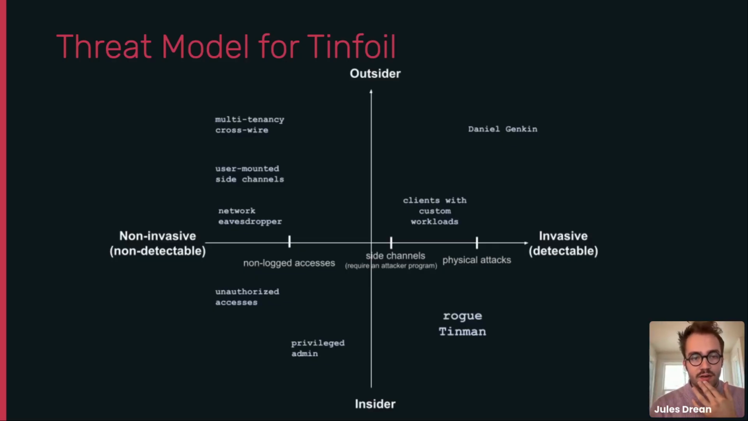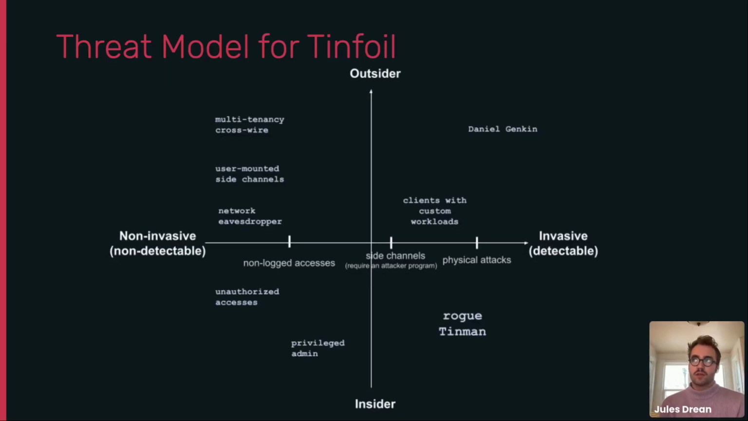You can think of different attacks that go from non-invasive and non-detectable, like issues with access control, for instance, to things that are a lot more invasive and potentially detectable, like physical attacks. And then there are different types of attackers. You can think of people who are internal to Tinfoil, for instance a rogue Tinfoil employee, which would be an employee that has turned evil, or a more outsider threat.